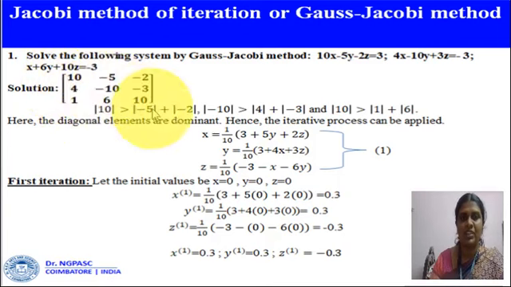Now we have to check whether the leading diagonals are dominant or not. Since it is the sufficient condition for an iterative method, the first step is to check whether the leading diagonals are dominant. Checking the modulus, in the first row the leading diagonal value is 10, which is greater than 5 plus 2. Checking the second row, the leading diagonal is minus 10. Take only the modulus value, which is greater than 4 plus 3.